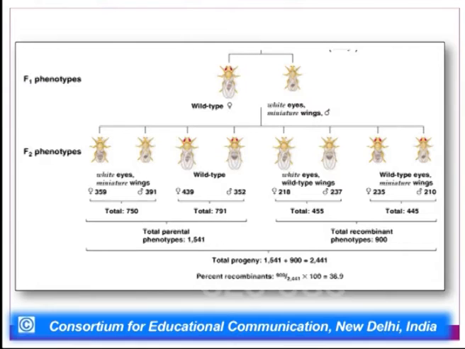So the total parental phenotypes found were 1541. However, there were two newer phenotypes which were formed: white-eyed with wild-type wings, and wild-type eyes with miniature wings. These were referred to as the recombinant phenotypes, and the number was 900. So the total progeny was 2,441, out of which the percentage of recombinants could be calculated, which was found to be 36.9%.